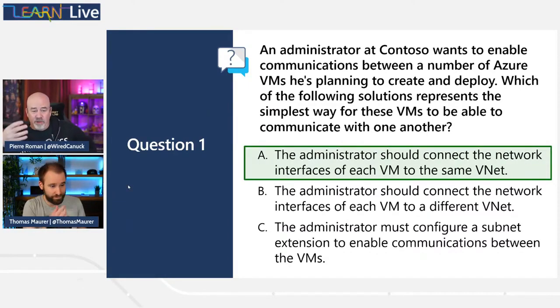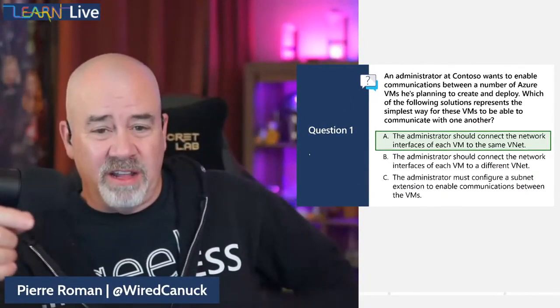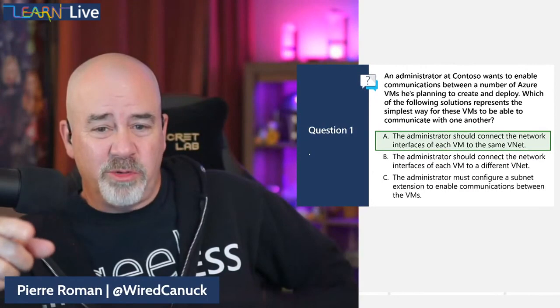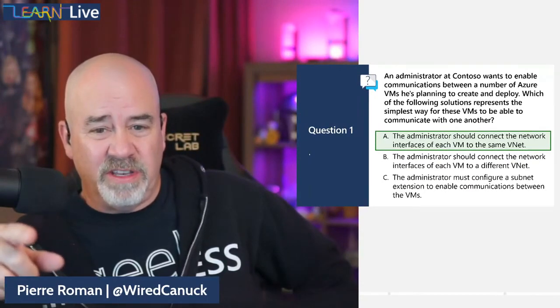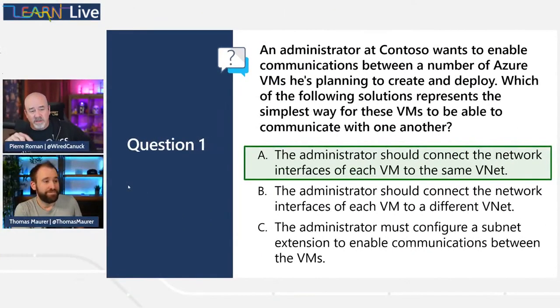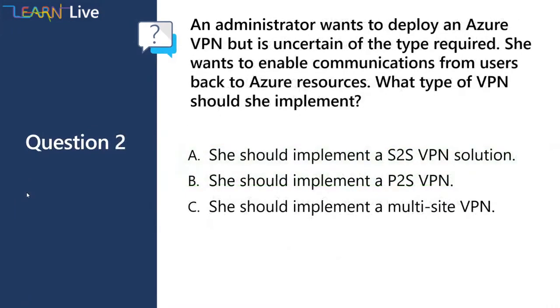Well, if we want to be nitpicky, there's answer B, the administrator should connect the network interfaces of each VM to different VNets. But if these VNets are peered, then it will still connect. Correct. Absolutely, if they're peered, but in the easiest way, we'll go with that. The easiest way. Absolutely. I'm always a fan of the easiest way. So let's go to the next one.